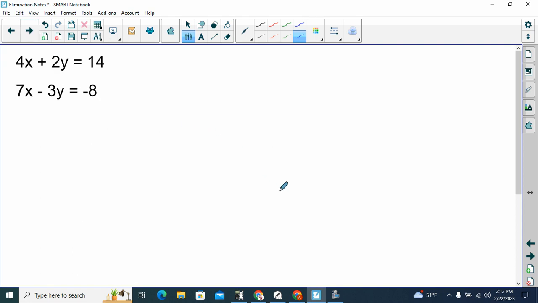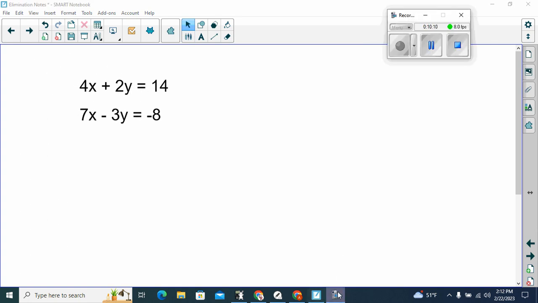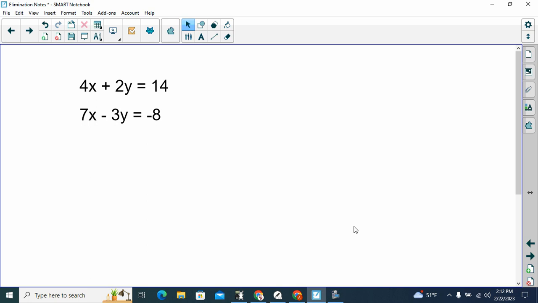Let's try another one here. 4x plus 2y is 14. 7x minus 3y is negative 8. In this case, 4 times what is 7? There's no integer. 2 times what is 3? There's no integer. So I am not only going to multiply one equation. We need to make them the same, but I can do that by multiplying both equations.